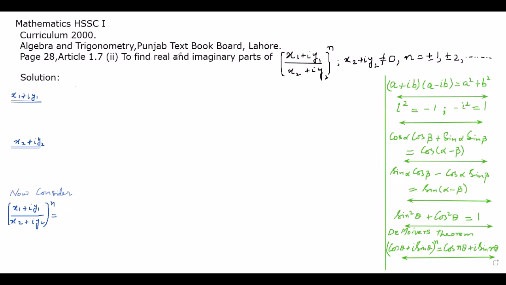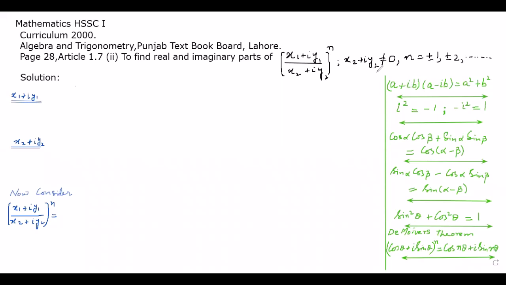The problem is to find the real and imaginary parts of (x1 + iy1)/(x2 + iy2) whole to the power n, where x2 + iy2 is non-zero and the values of n are ±1, ±2 and so on.